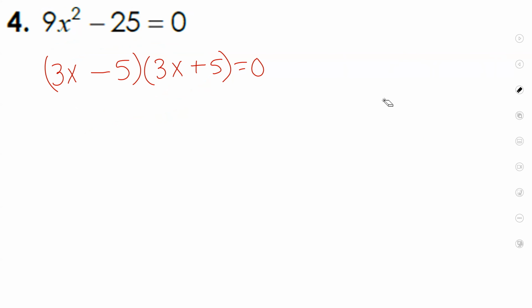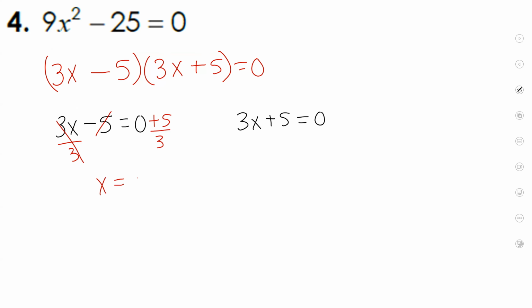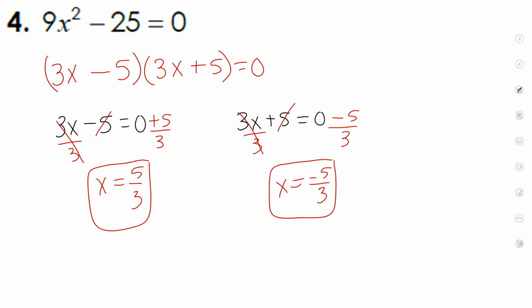Now, we still need to follow our steps. The next step is to set each factor equal to 0 and solve. So I'm going to set that one equal to 0 and solve it, and then I'll set this one equal to 0 and solve it. So here, add 5 to both sides, divide by 3, you'll get x is 5/3. Here, you subtract 5 from both sides, divide by 3, you get x is negative 5/3. So those are my solutions.